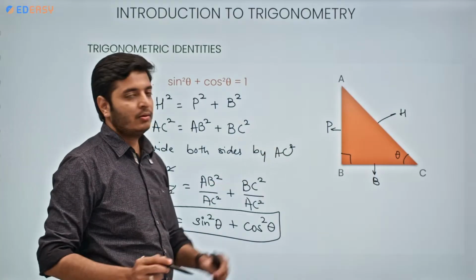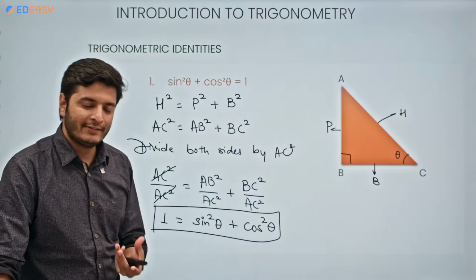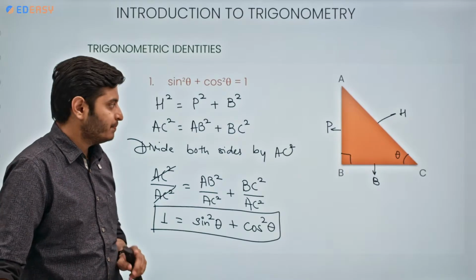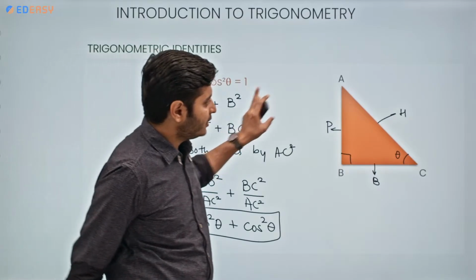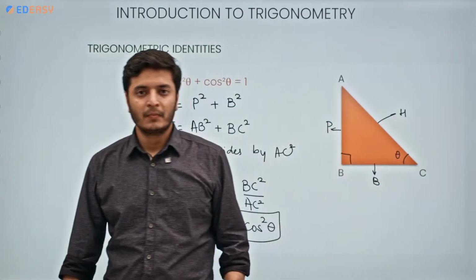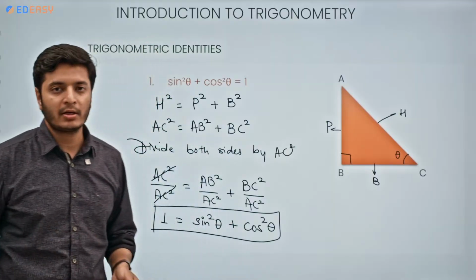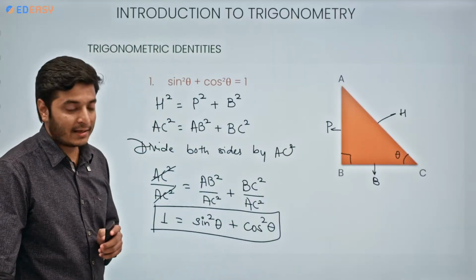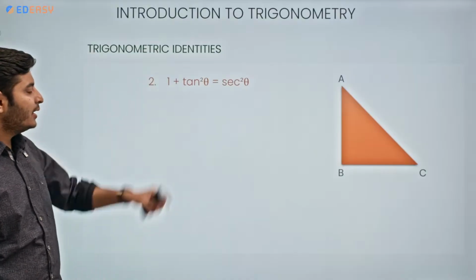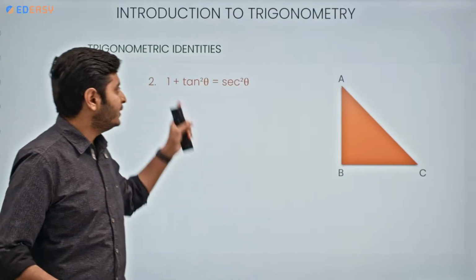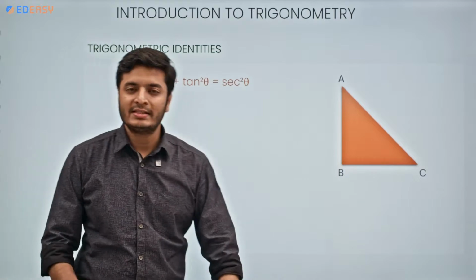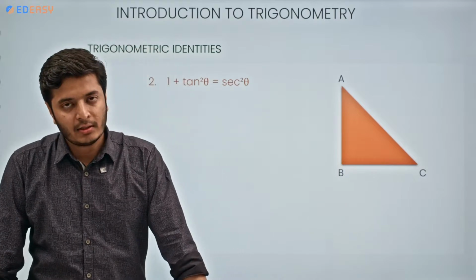So this is how you can find it. You can even remember this easily now, because now you know the relation from where it is coming. So that's why it is easily rememberable. Second identity. Second identity is 1 plus tan square theta is equal to secant square theta, correct?